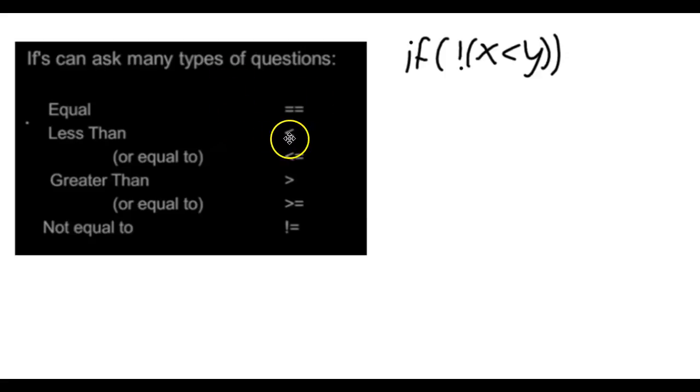This is less than. This is less than or equal to. This is greater than or equal to, and this little exclamation mark here means not. So not equal to. The not also can apply to an entire condition. Not x less than y. Now what would that be? Think about that for a second.